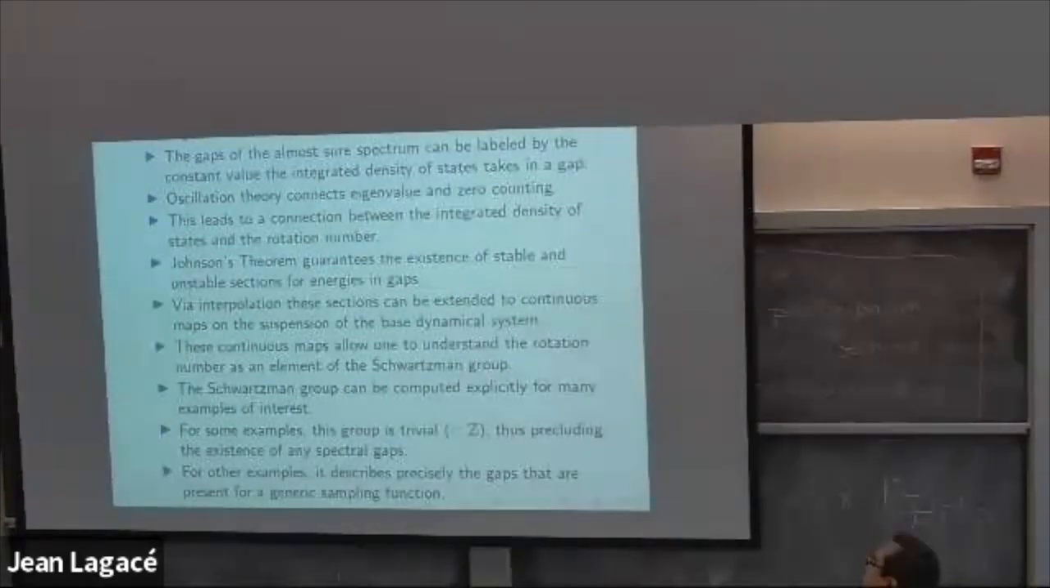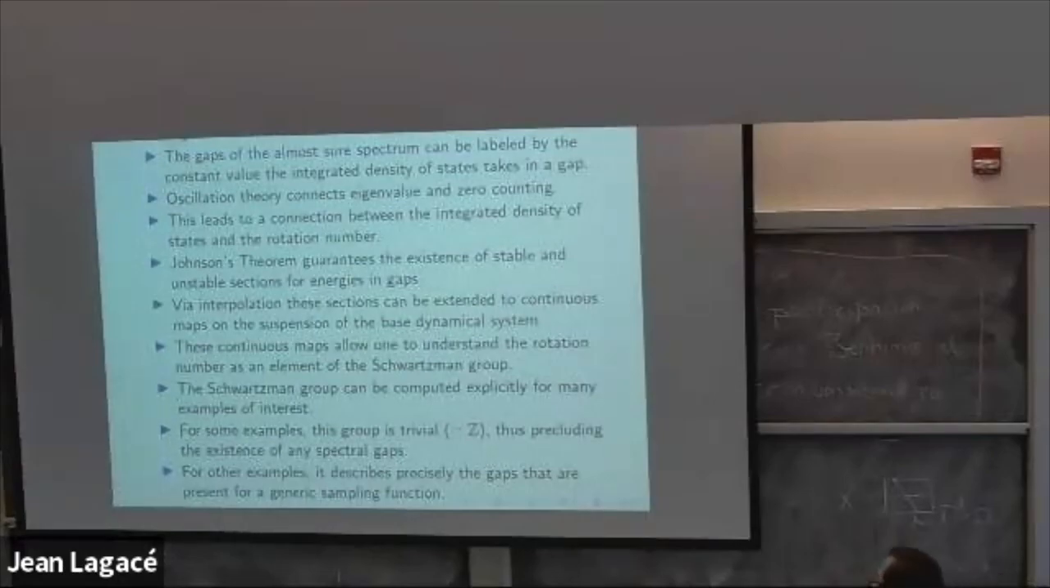And then once you have this general result, then you compute the Schwartzman group. And we've seen some examples where we just computed it. And as we've seen for some examples, including the cat map, the group is trivial in the sense that it prohibits any interior bounded gaps. And so spectra are connected in that case for all sampling functions. Whereas for other examples, it gives you possible gap labels that are strictly between 0 and 1.